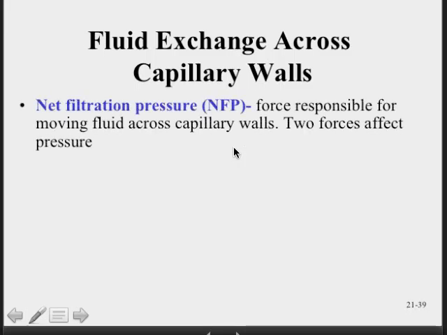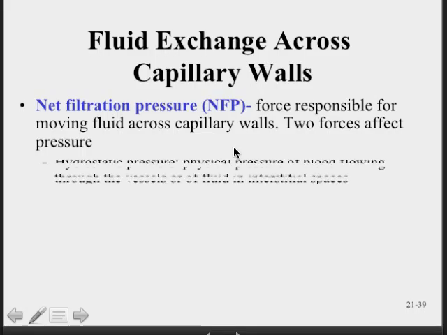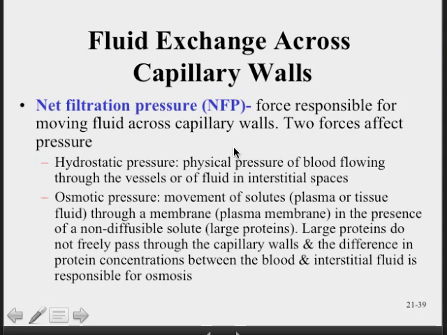Okay, net filtration pressure is simply the force responsible for moving fluid across the walls of the capillaries. There's two forces that affect it: hydrostatic pressure, which is simply the squeezing of the ventricles, which we call systole, and osmotic pressure, which is the movement of solutes in the presence of a non-diffusible solute, such as a long protein. Large proteins don't freely pass through the capillary walls, and the difference in protein concentration between the blood and the interstitial fluid is responsible for this movement of water.